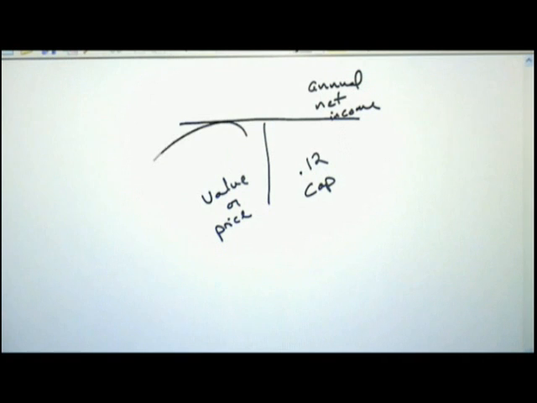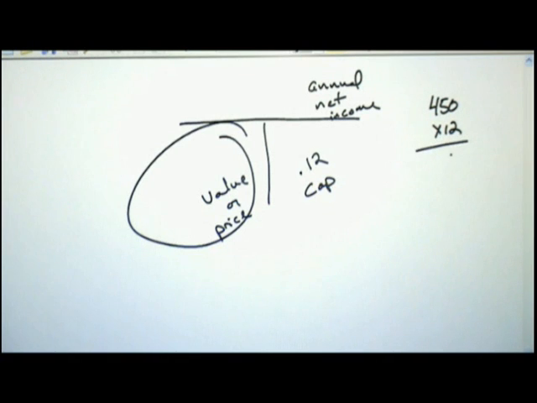I'm looking for the value or the price of my building, and I know that this building is generating $450 per month. So to get that into annual net income, I need to multiply that times 12, which gives me $5,400 annual net income. If I take my $5,400 and I divide it by my 12% cap rate, I come up with a value or purchase price of $45,000.